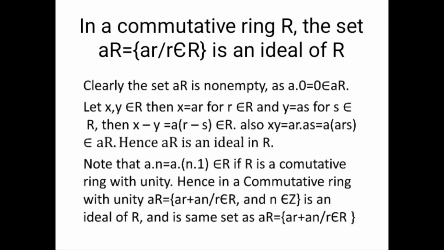Now suppose Z, the set of integers, is in R, or if R is a commutative ring with unity, then we can see that for any n contained in Z, n·1 is contained in R, where 1 is the unity of R. So we have a·n equal to a·(n·1), which is contained in R, and hence we can see that the set {ar + an, where r contained in R and n contained in Z} is an ideal of R. And of course this is always equal to the above mentioned set aR.